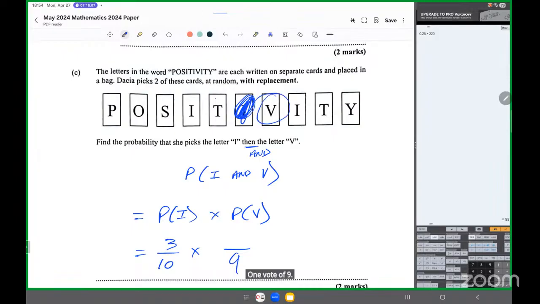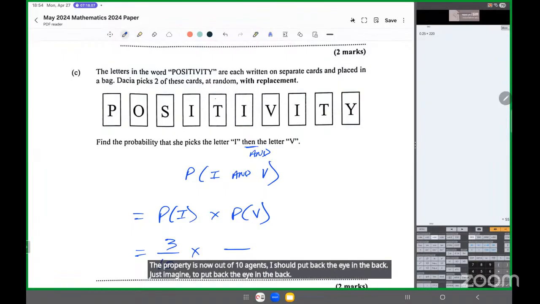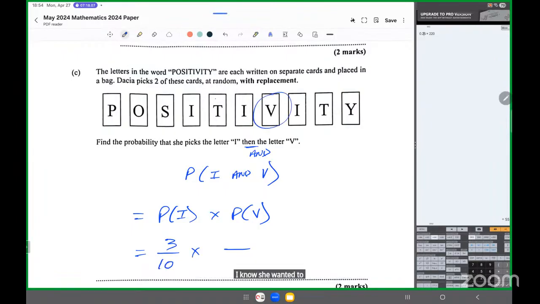But because it is with replacement, the probability is out of 10 again, because she put the I back in the bag. Now she wants to get a V, and there's only 1 V. So that is 1 out of 10 again. See that? So that becomes equal to 3 out of 100, and that is the answer.